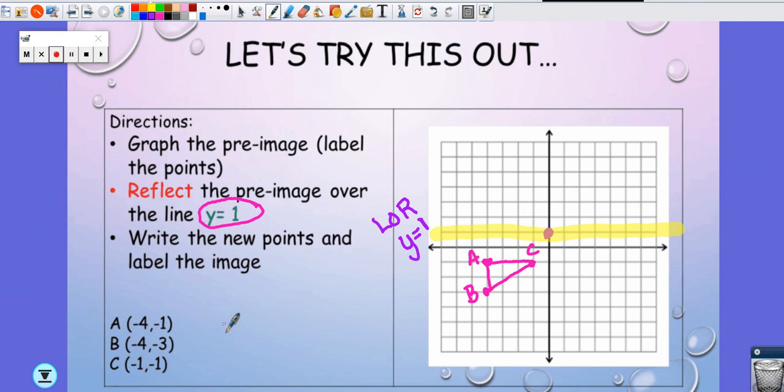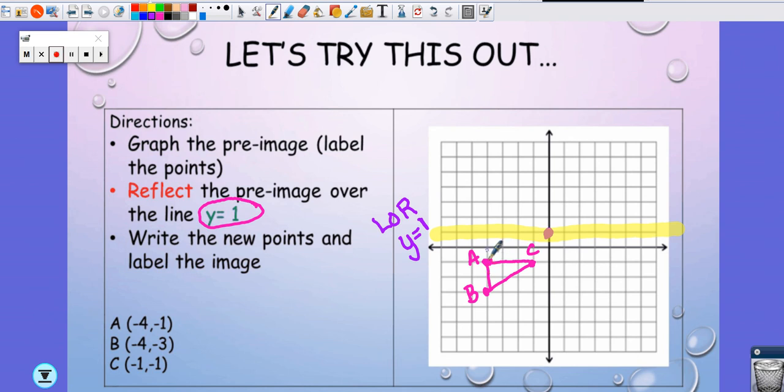Now, there is no rule for when we have y equals something other than the axis, we don't have a rule. So if it's not on the y-axis, then we can't use that rule where we knew to keep the y the same but take the opposite of the x. So now you have to actually do some math. You have to do some counting to get A prime. So we're going to go to the graph and we're going to count now.